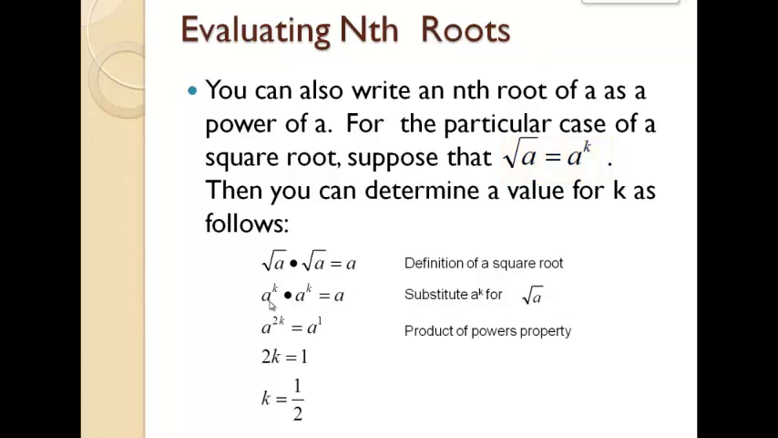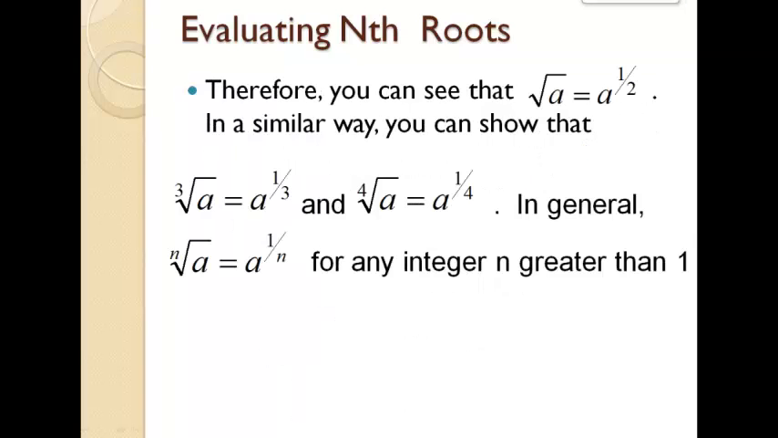Now, we know this is true. We learned this last year. If we have the same base raised to a power, we just add the powers. So this is something that's a little new, and you'll do more of this in Algebra 2. But when the bases are equal, you can also set the exponents equal. So 2k would equal 1, and k equals 1/2. A square root is the same as raising it to the power of 1/2.